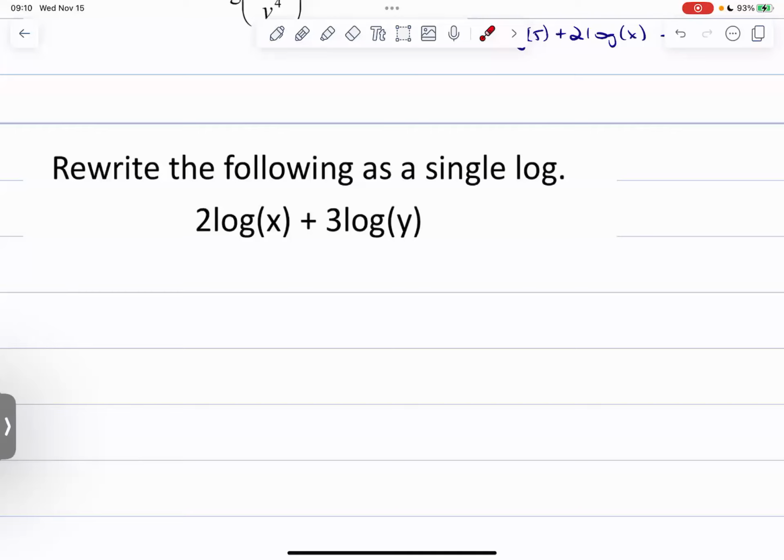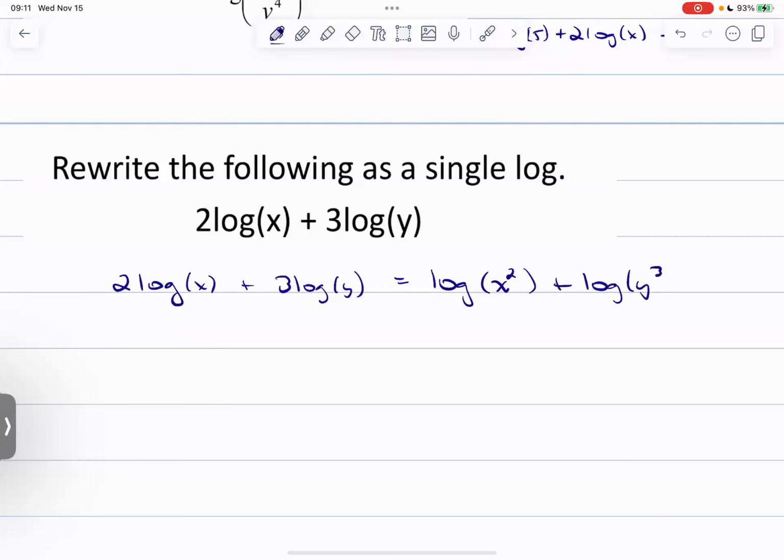You're essentially working in reverse, right? I would bring this 2 into the exponent and the 3 into the exponent. Let's start there. So then I have, I'll just rewrite it: 2 times the log of x plus 3 times the log of y is the same as the log of x to the power of 2 plus the log of y to the power of 3.